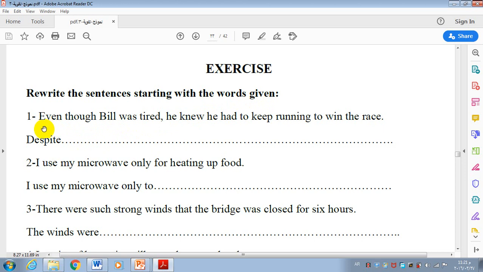Like you see, there are some sentences. I want you to rewrite them using the words given to apply the rules we explained before. Number 1. Even though Bill was tired, he knew he had to keep running to win the race. I want you to start with the word despite. And remember, we use the word despite to express contrast, and it must be followed by the verb plus ing. Think and give me the answer for question number 1.